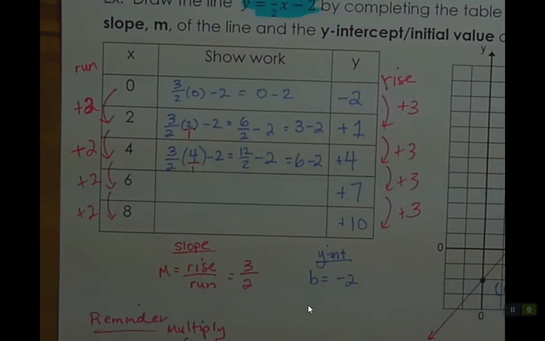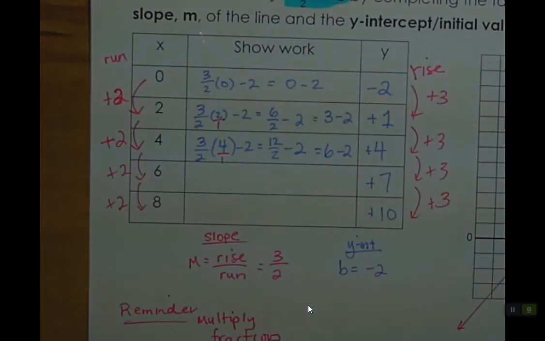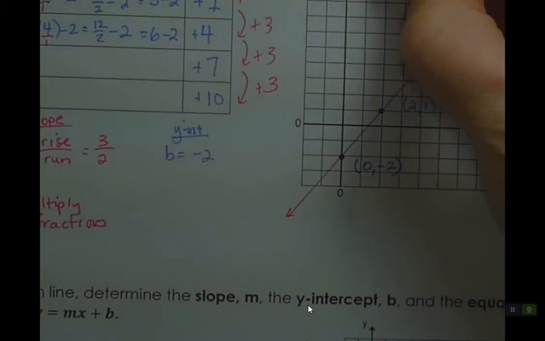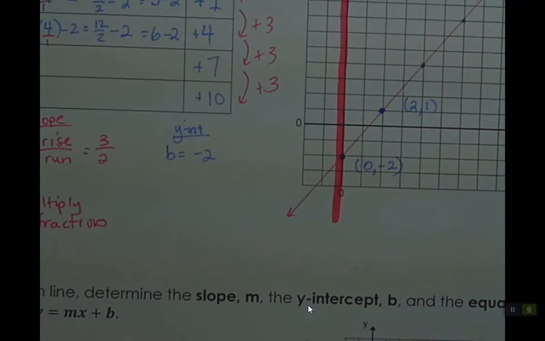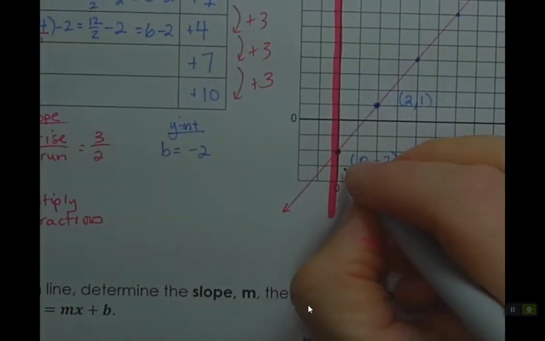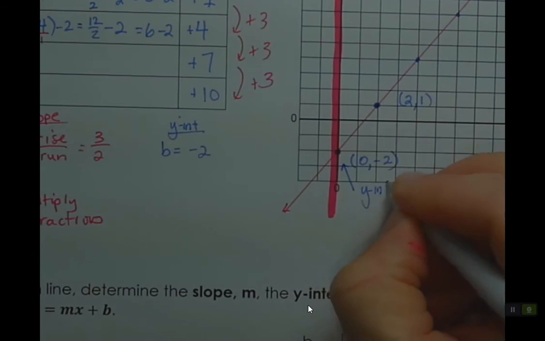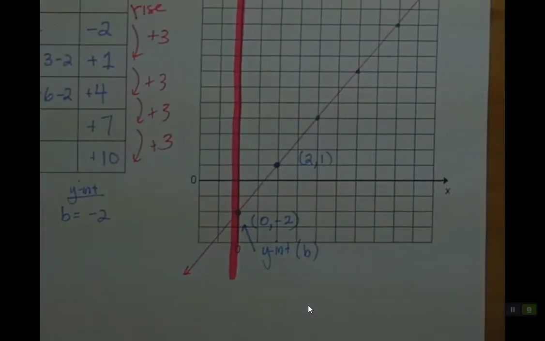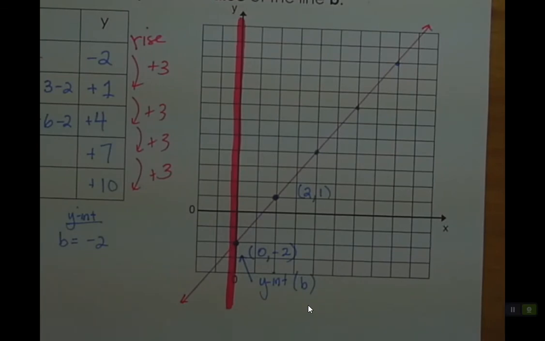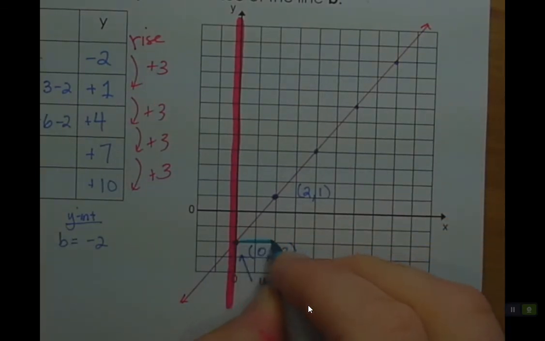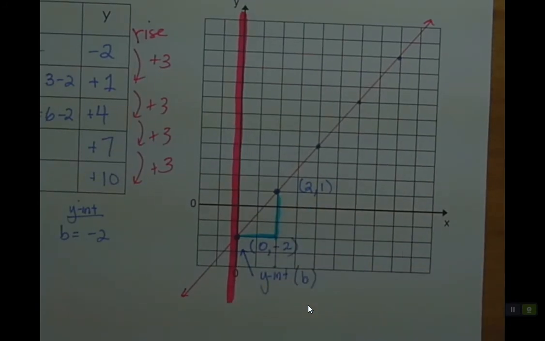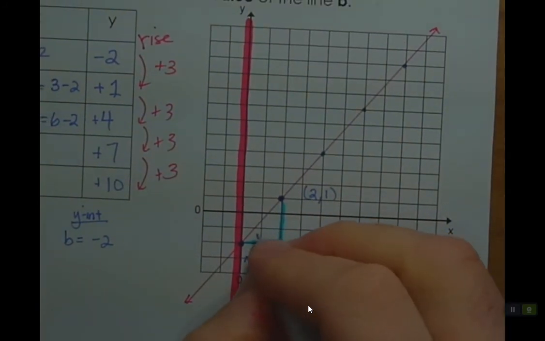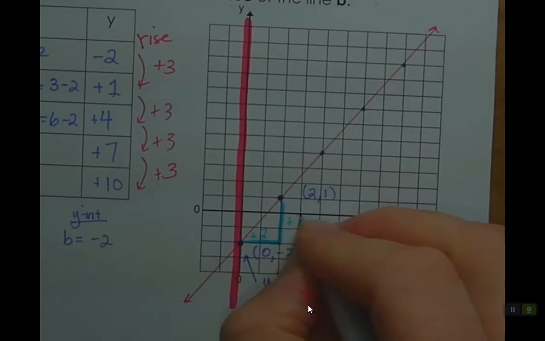Okay. The same thing works for a graph. All right, I got my y-intercept. There's my y-intercept, or my b value. And then from there, I can ask myself my slope. Right? So if I look at this, I had a run of 2 and a rise of 3.